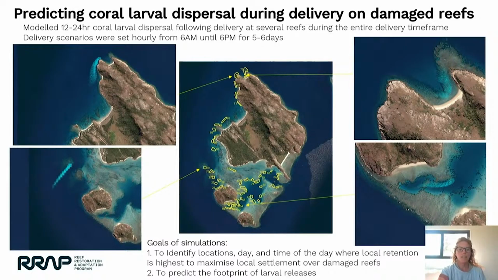And during these 5 days, hydrodynamic conditions can be very variable because of the current, the wind, the tide, and so on. So we use the model to forecast the dispersal of larvae during 12 to 24 hours following delivery, hourly from 6 a.m. to 6 p.m. for 5 to 6 days. And the goals of this simulation are, first, to identify the location, day, and time of day where local retention is highest to maximize local settlement on a damaged reef, and second, to predict the footprint of larval releases.